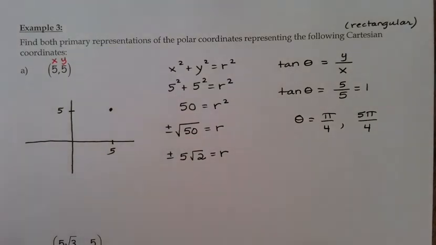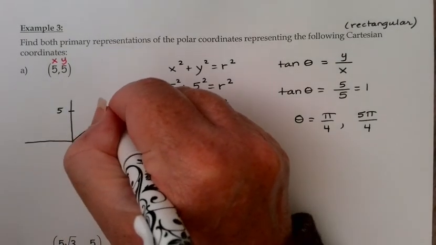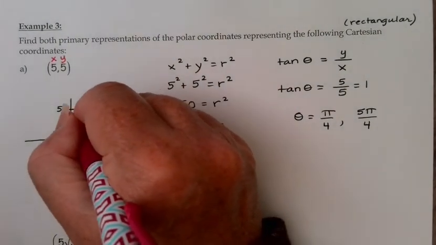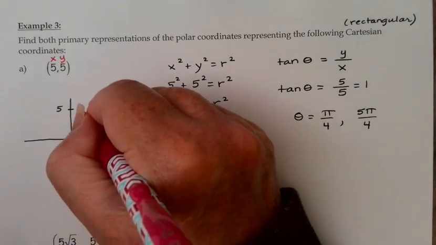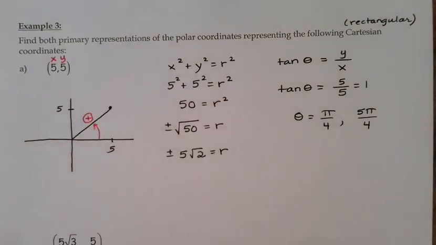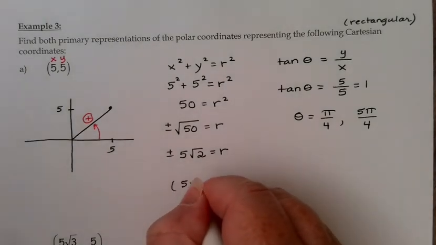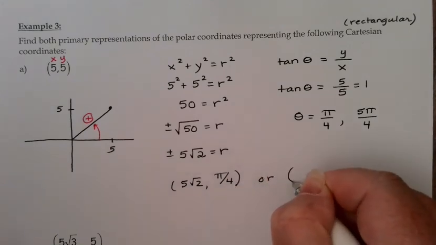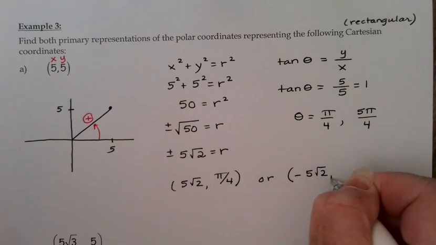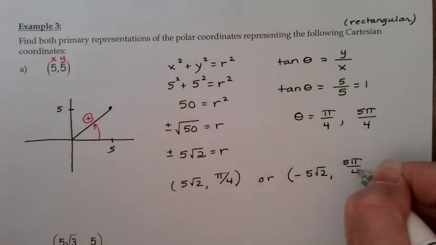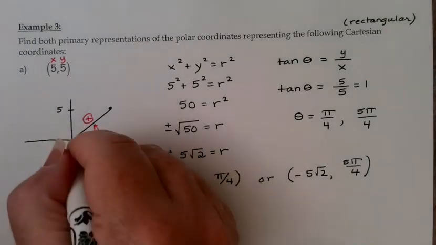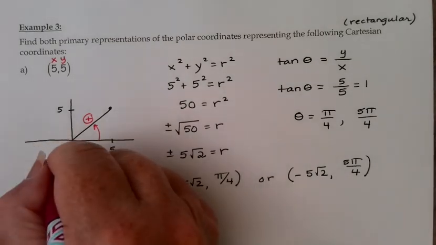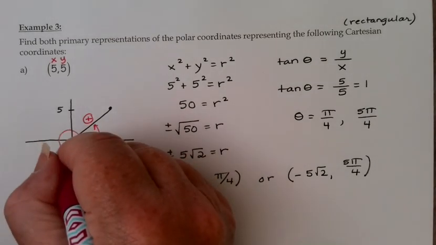And this is where my diagram comes in. This is a quadrant 1 point, so the positive value of r is going to go with this smaller angle, pi fourths. So we'll say positive 5 square root 2 goes with pi fourths, and negative 5 square root 2 is going to have to go with the 5 pi fourths. And again, that's going to be the one that's exactly the opposite over here. That would be the negative r value. And that's the 5 pi over 4 angle.